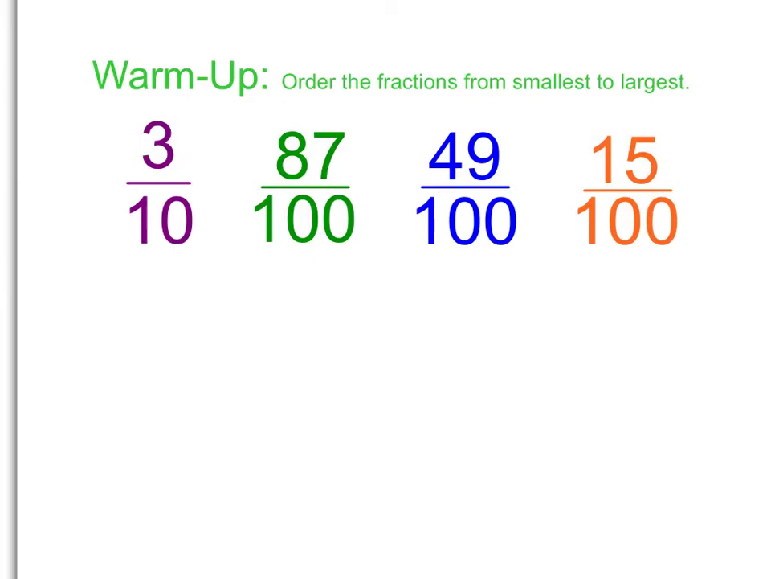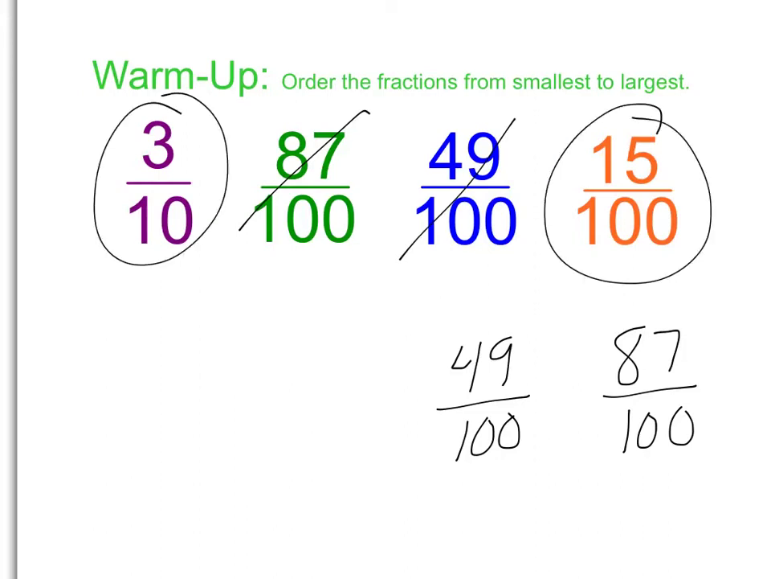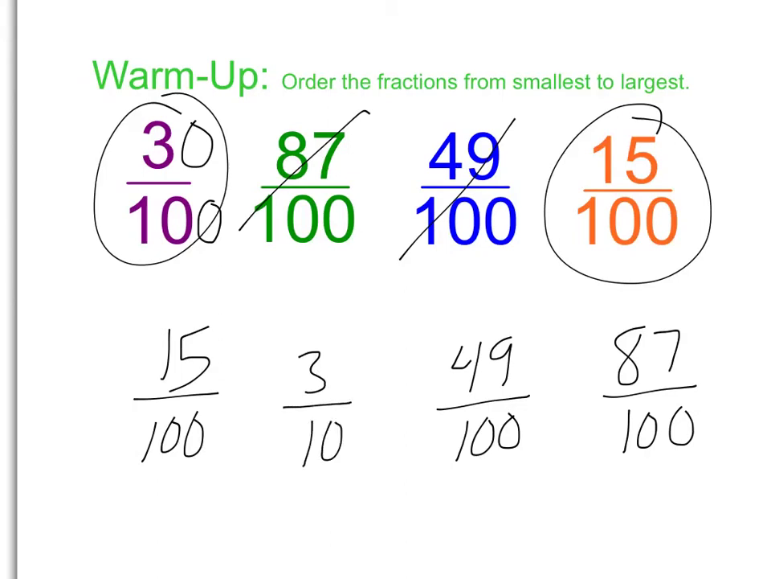All right, so hopefully you used some of those tricks that you knew before. 87/100 is the only one bigger than half, so we're going to put that as the largest one. 49/100 is really close to half, so I'm going to put that kind of in the middle. And then these two I know are less than half, but I don't know which one's bigger because they have different denominators. So in this case, since 10 so easily makes 100, let's go ahead and change that denominator. We'll multiply the denominator by 10, which makes 100. So we have to multiply the numerator by 10, which makes 30. 30/100 is much bigger than 15/100, so 15/100 is the smallest, and 30/100, or 3/10, goes next.